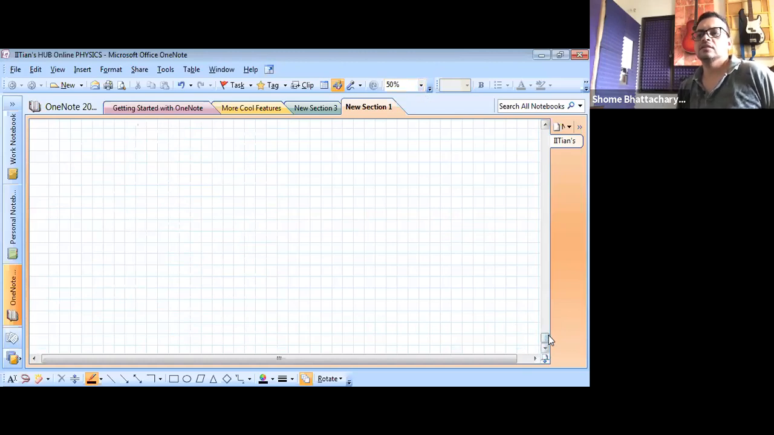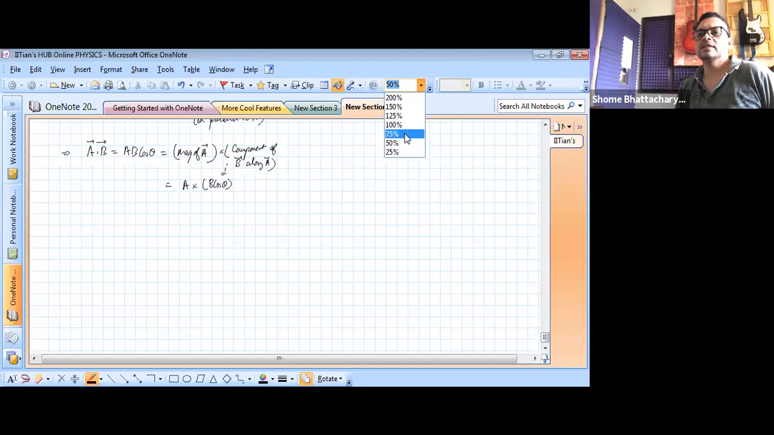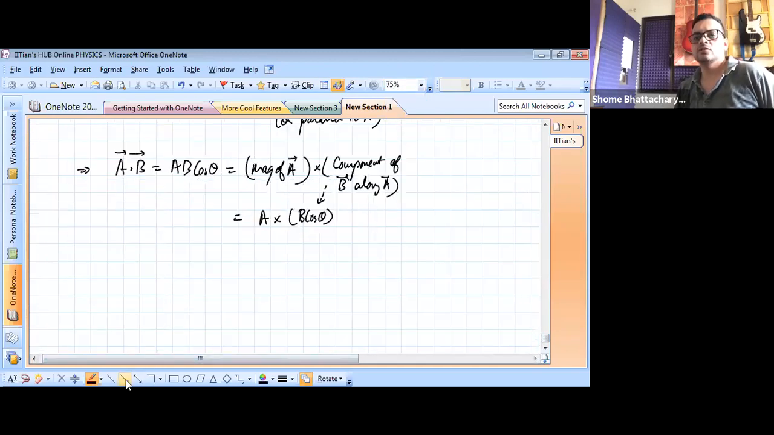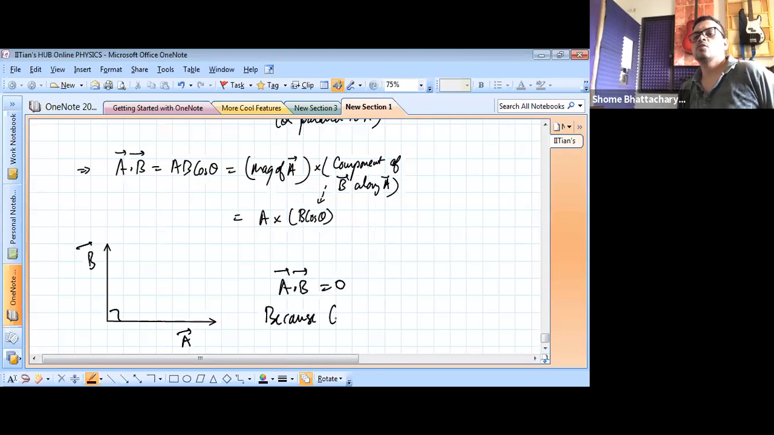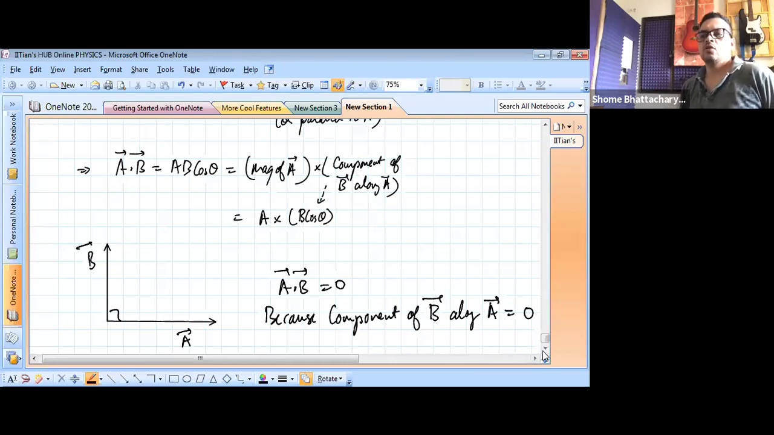So that is why, in fact, you can see that if two vectors are perpendicular to each other, their dot product is 0. We take this case, then logically why is the dot product 0? Because the component of the vector B along the vector A is not there, it's 0, it doesn't have a component.